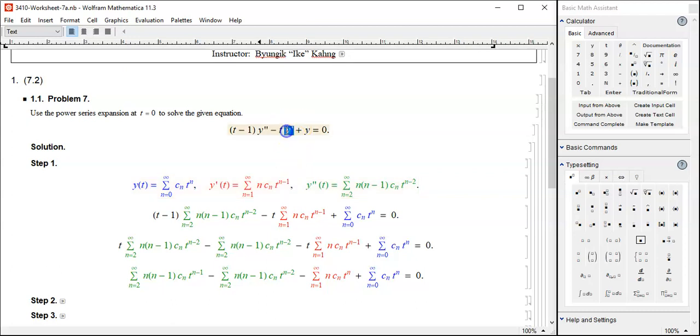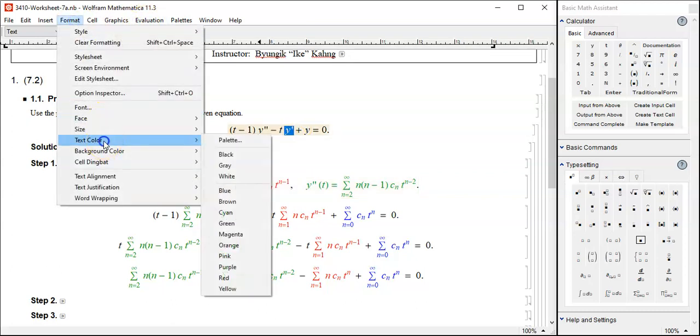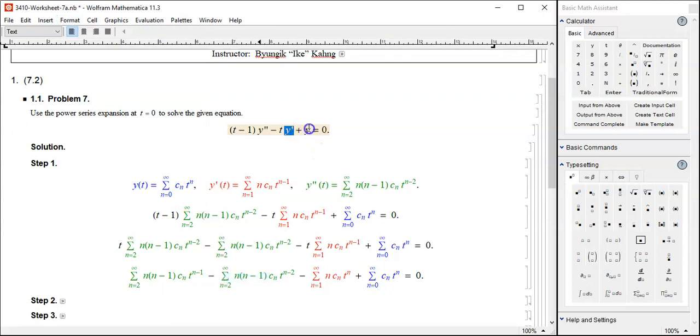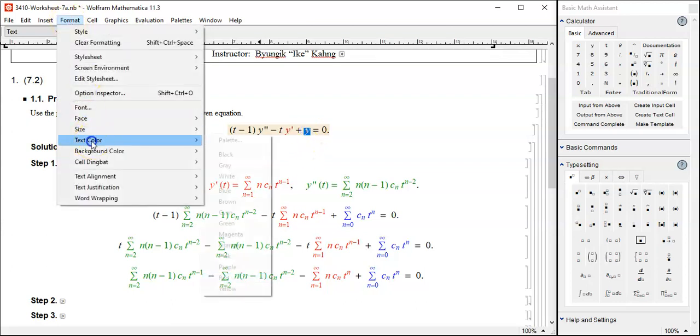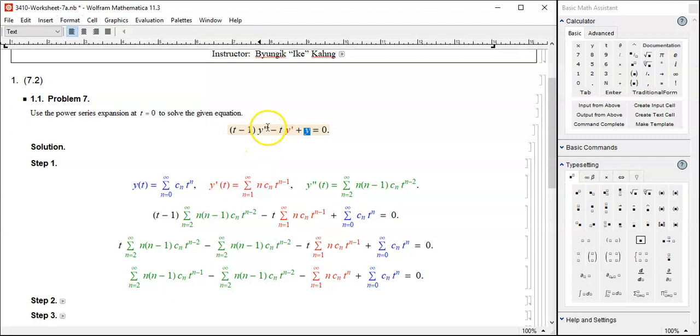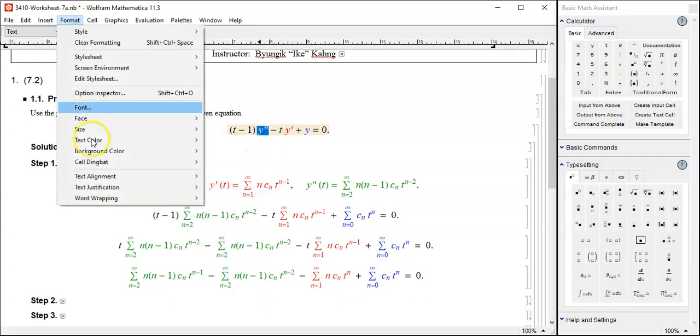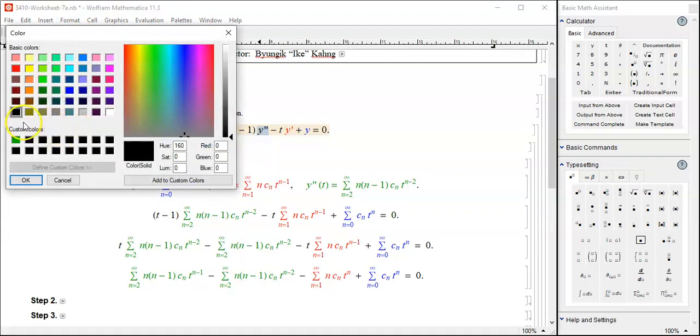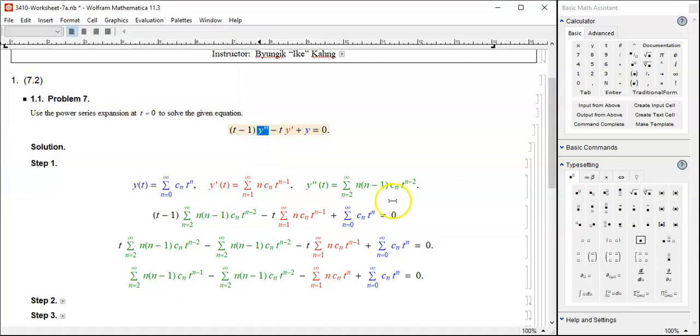Let's do the color coding here. This is going to be red, and this is blue. And the second derivative is going to be green. And let's go over there. Same thing, take the derivative once again, and this is what we get.